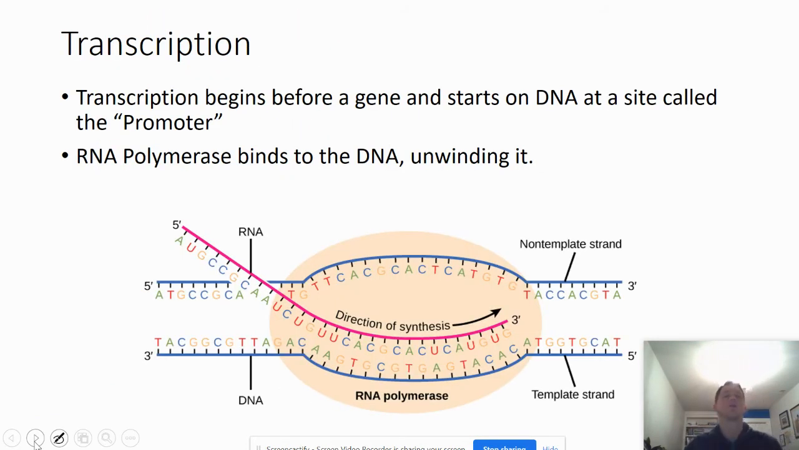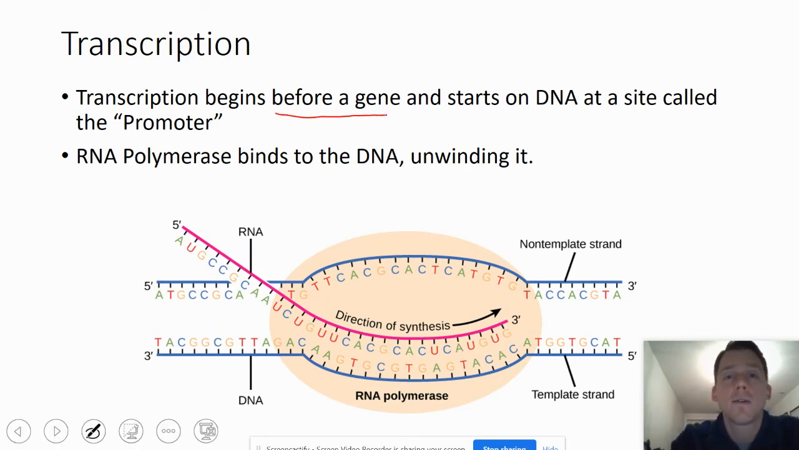So how does it start? Transcription begins right before a gene, and starts on the DNA site called the promoter. The RNA polymerase binds to the DNA and unwinds it. So let's take a look at this picture and find out what's going on.